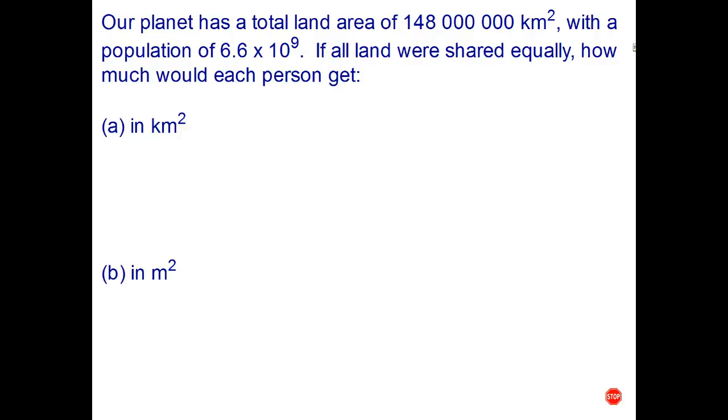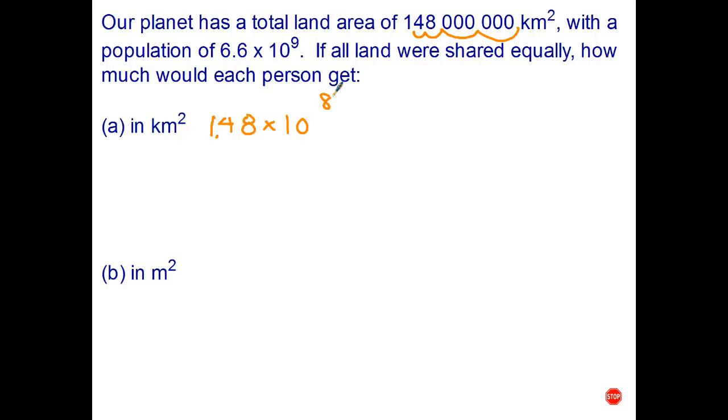Okay, let's see how you went on this last question. Our planet has a total land area of 148 million square kilometers. So let's write that in scientific notation. 148 by 10 to the 3, 6, 7, 8. So 1.48 by 10 to the 8th. That's the land area. And the population is 6.6 by 10 to the 9th.